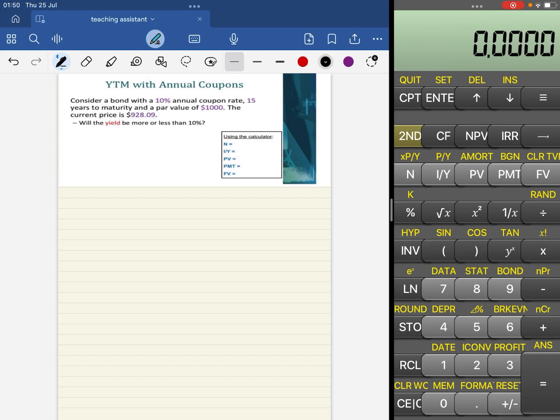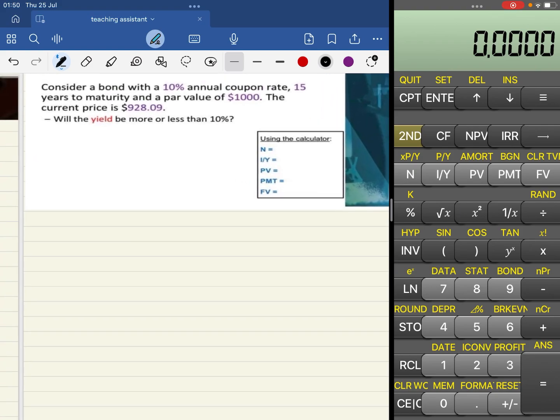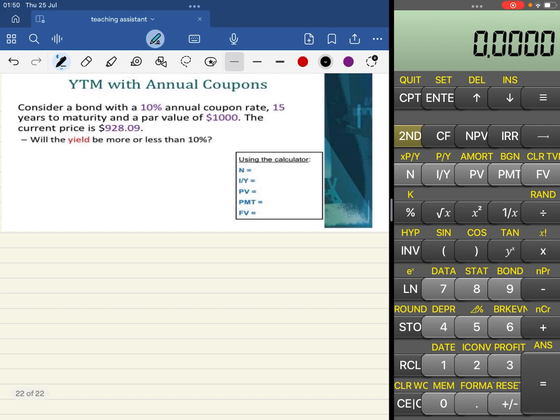Consider a bond with a 10% annual coupon rate, 15 years to maturity, and a par value of $1,000. The current price is $928.09. Will the yield be more or less than 10%? So first of all, let's find the input for the BA calculator. So we see that it's a 10% annual coupon rate. So the payment will be equal to 10% times the face value, which is 1,000, and we get $100.